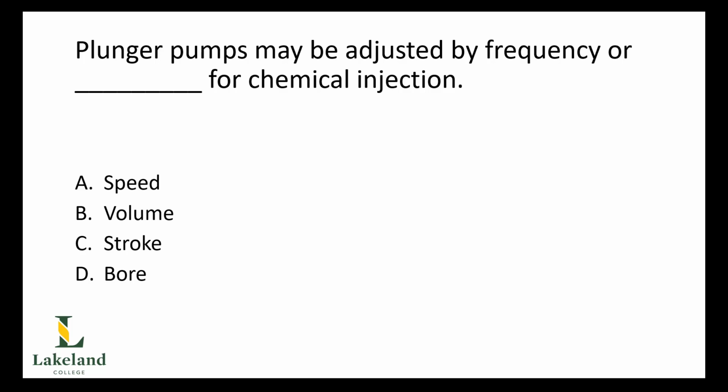Next one. Plunger pumps may be adjusted by frequency or something for chemical injection. Well, if you've ever done this in the power lab, this should hopefully be pretty straightforward. Are we adjusting speed, volume, stroke, or bore? We are adjusting the stroke, which then affects the volume. So be careful there with answer B. C is what they're looking for. It's the stroke or the frequency. If you've never adjusted those pumps, then next time you're in the Synovis lab, take a look at the face of those pumps.